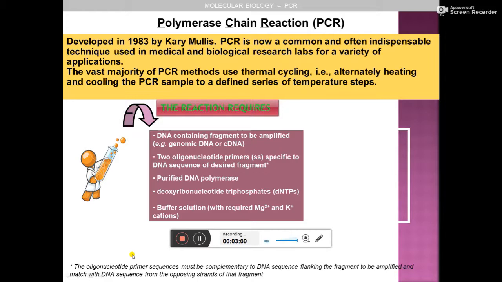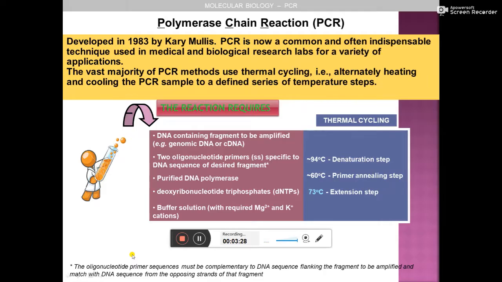You should have an enzyme called the purified DNA polymerase. Usually we use Taq DNA polymerase normally. And you should have dNTPs, which are the building blocks of DNA, and also a buffer solution which contains Mg2+, and K+ cations could also be present. So this is a buffer mixture which is needed for the PCR reaction.